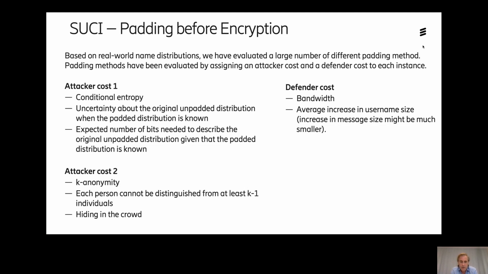And for attacker cost, we use two different metrics. One is conditional entropy. This can be seen as the uncertainty about the original distribution when the padded distribution is known. And attacker cost 2, which is k-anonymity. K-anonymity means that each person cannot be distinguished from at least k-1 individuals. It's also called hiding in the crowd. Conditional entropy says more about the whole padding. We think in general that k-anonymity is a much better measure of privacy.